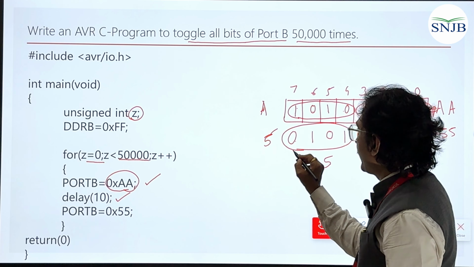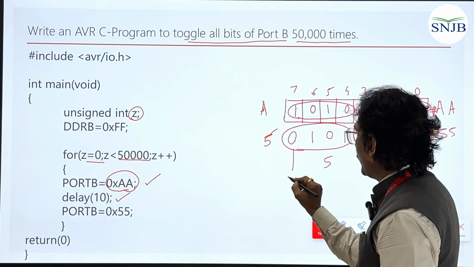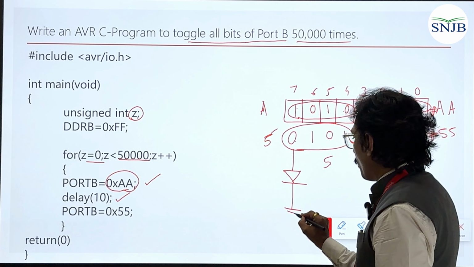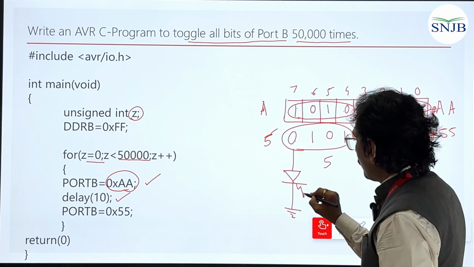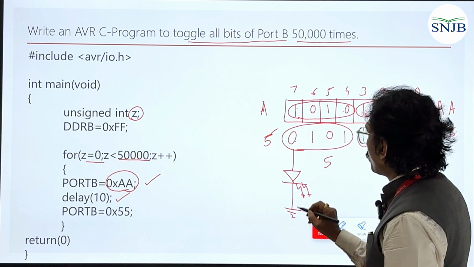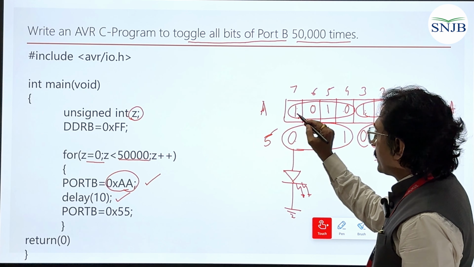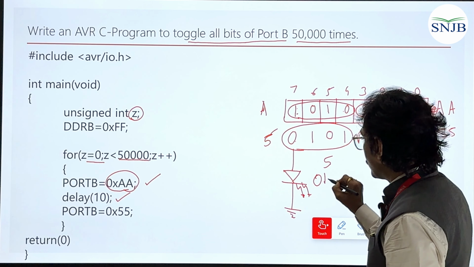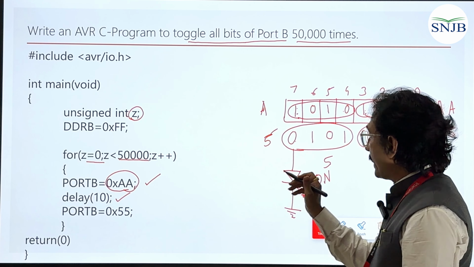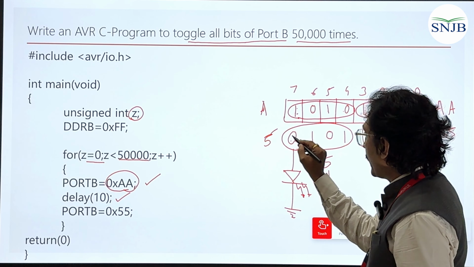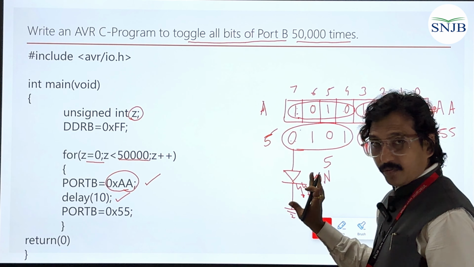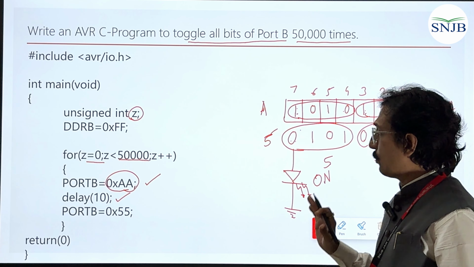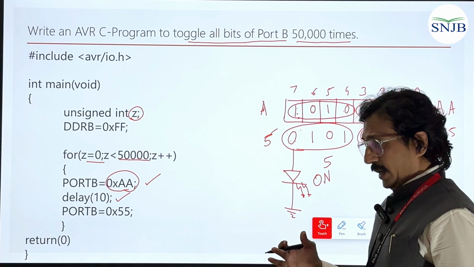If an LED is connected on this pin, for example one LED is connected over here and it is grounded over here, then when we are sending capital A, this LED is on in that case, and after 10 milliseconds 55 is sent, which means this becomes 0, so the LED is off at that time. So for 10 milliseconds the LED is on, 10 milliseconds the LED is off. So one program can be asked in many ways.